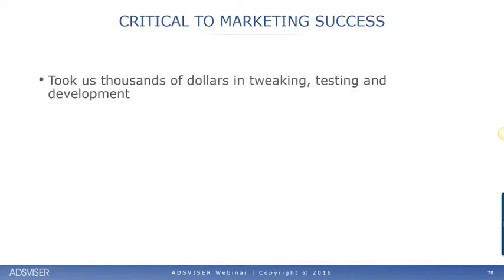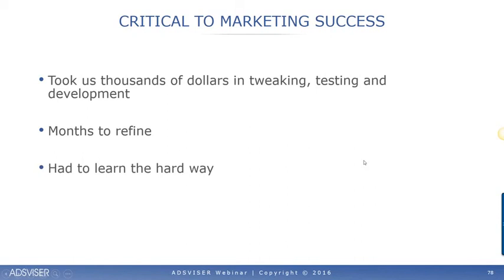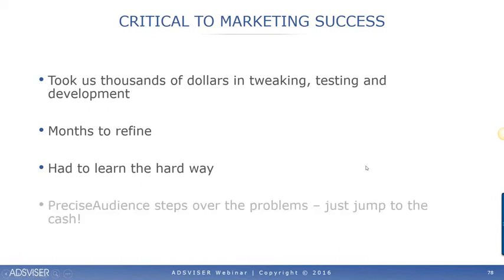So it's taken Oliver and the Adsviser team thousands of dollars in tweaking and testing and development to find a method which automates all of the manual work. It's taken us months to refine. And we had to discover this tool the hard way. Through developing a lot of the Facebook apps and all that sort of thing, we thought that this is how you can find the best way to target and find that sweet spot.